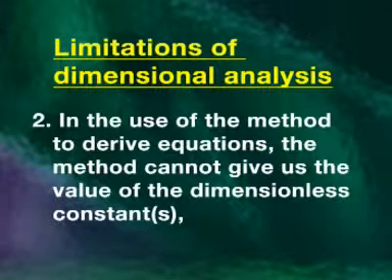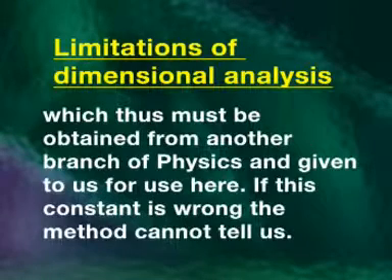2. In the use of the method to derive equations, the method cannot give us the value of the dimensionless constants, which thus must be obtained from another branch of physics and given to us for use here. If this constant is wrong, the method cannot tell us.